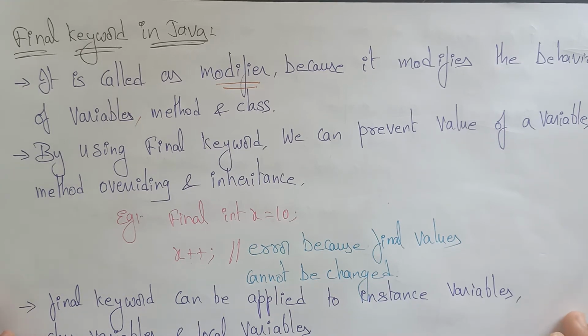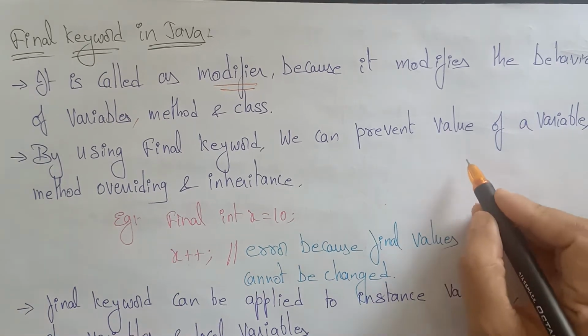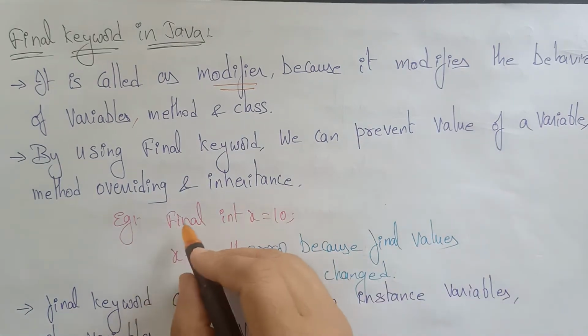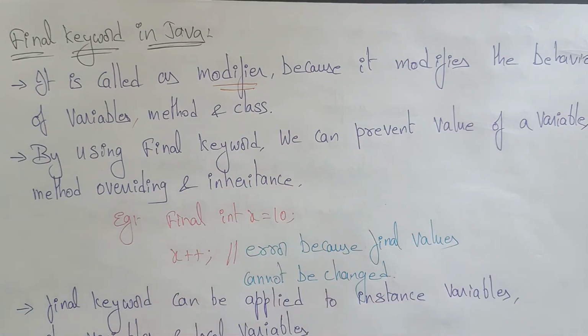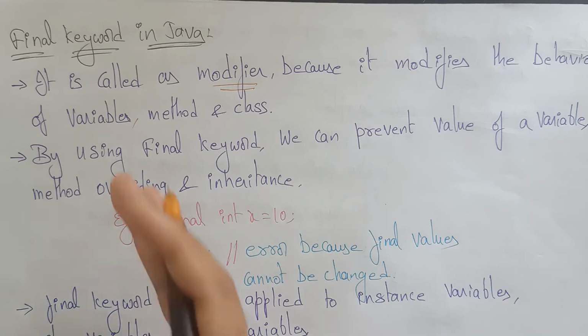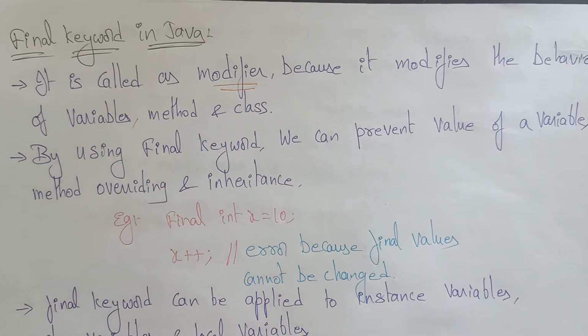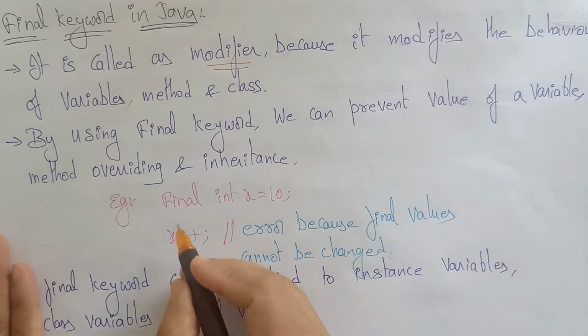So, by using the final keyword, we can prevent the value of variables from changing, and prevent method overriding and inheritance. If you use the final keyword on a variable, a method or a class, it is trying to prevent the value of a variable from changing. The value is not supposed to change. It is fixed. It prevents method overriding and inheritance. Now let's see an example.